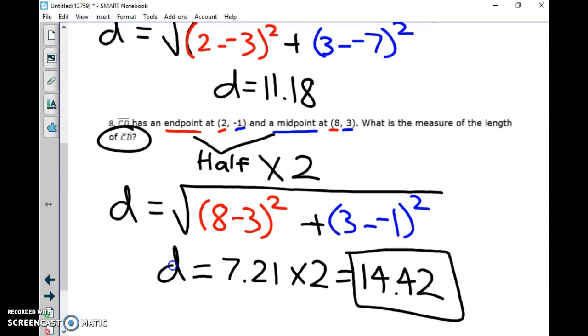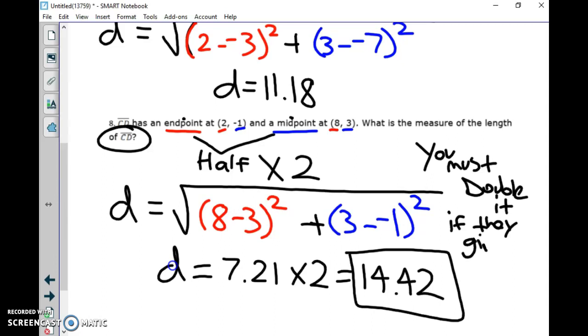How did I know I needed to double it at the end? Because it was endpoint to midpoint. So you must double it if they give you a midpoint. Okay, please don't forget that, because you're going to have some of these curveball problems where they're not giving you 2 endpoints, they're giving you 1 midpoint and 1 endpoint.